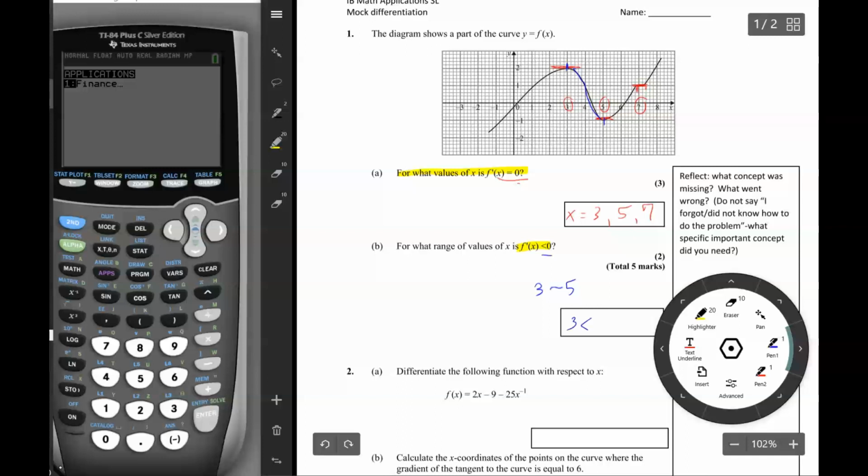The way I write that with an inequality is 3 is less than x is less than 5. It's not really correct to write 3 is less than or equal to, right? Because we know that at x equals 3, it's not negative, it's actually 0. Okay, so the best answer is what I just wrote there. Okay? All right, let's move on.